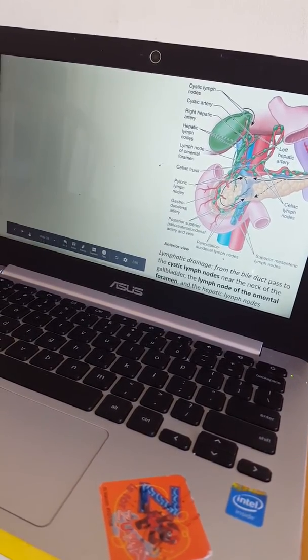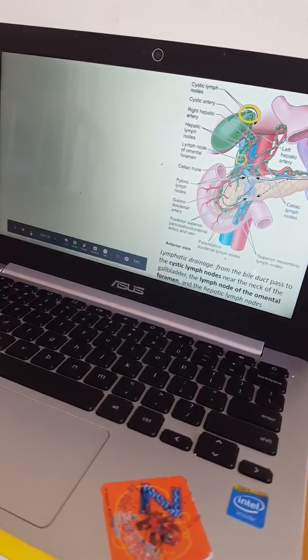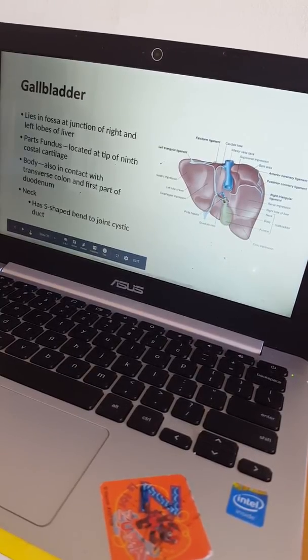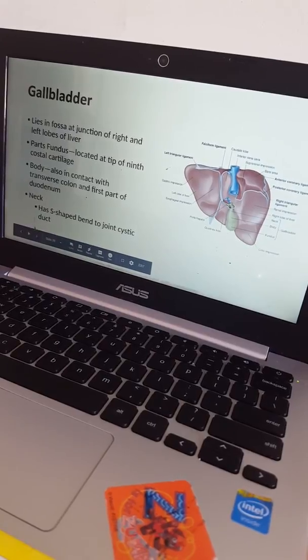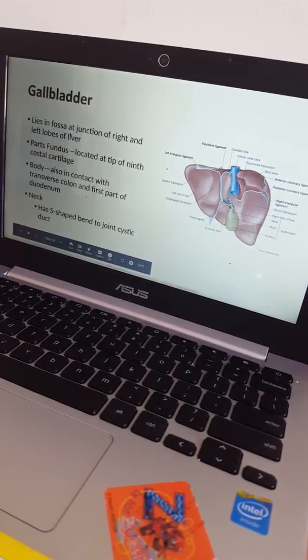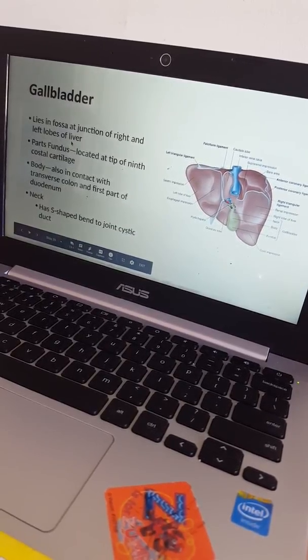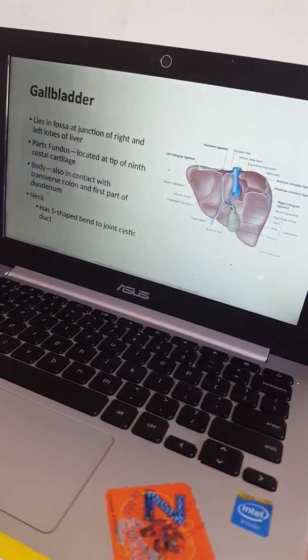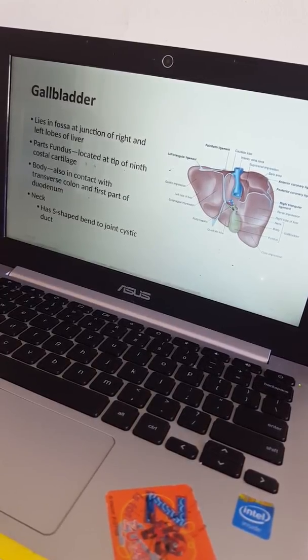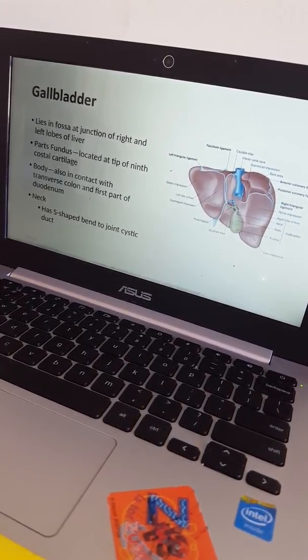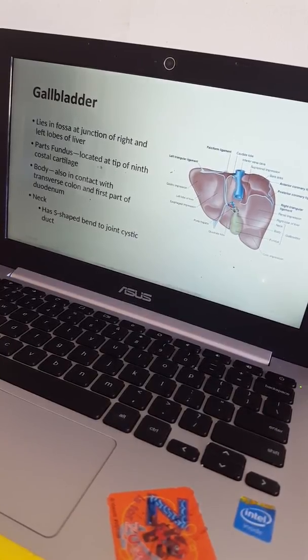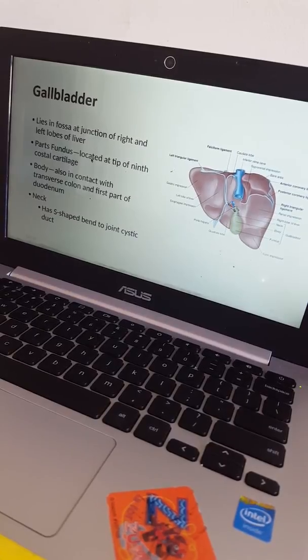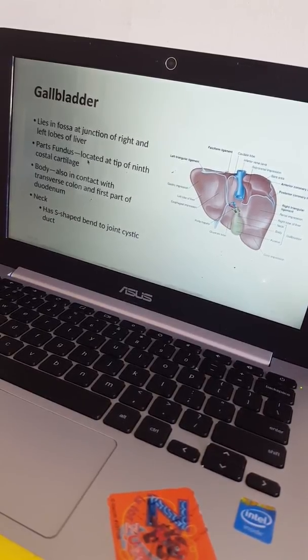Next slide. The gallbladder lies in a fossa at the junction of the right and left lobe of the liver. It has a fundus, body, and neck. It is located at the tip of the ninth costal cartilage. This is a very important anatomical point because here is where the pain of the gallbladder is located in the case of gallstones.